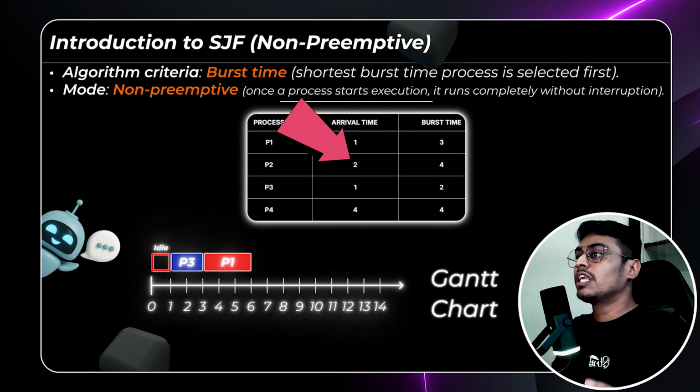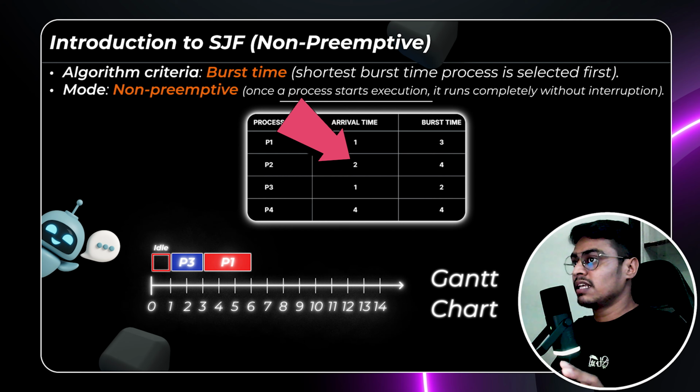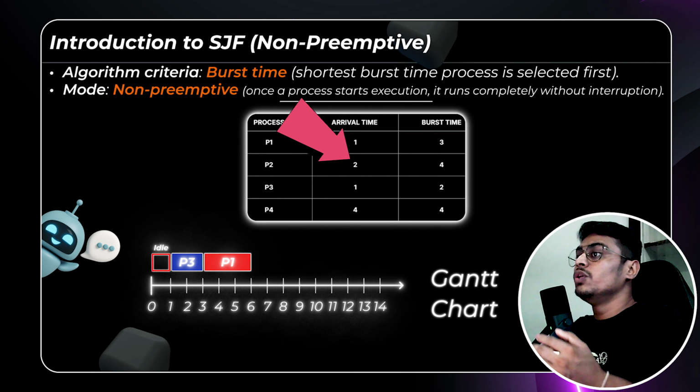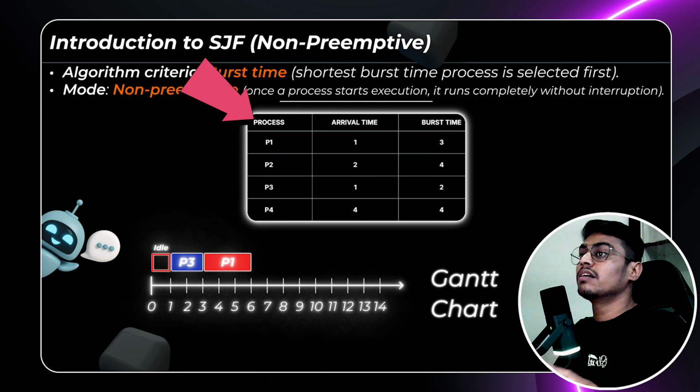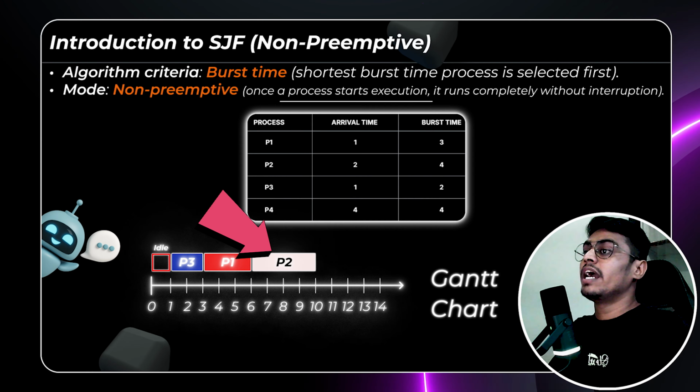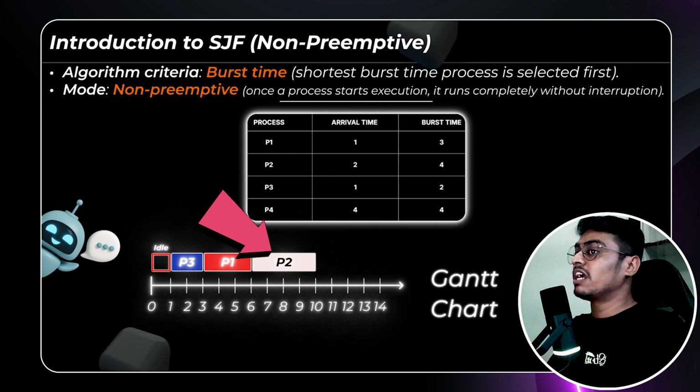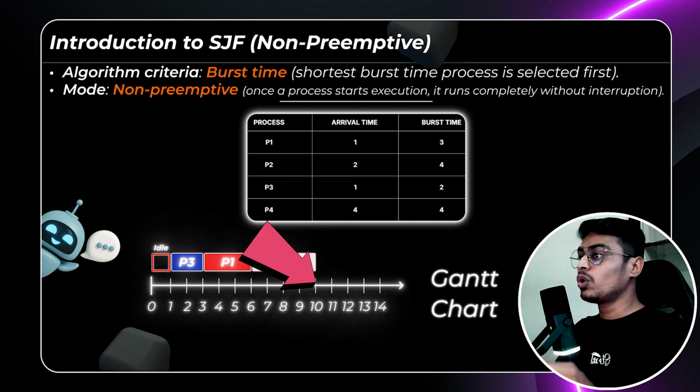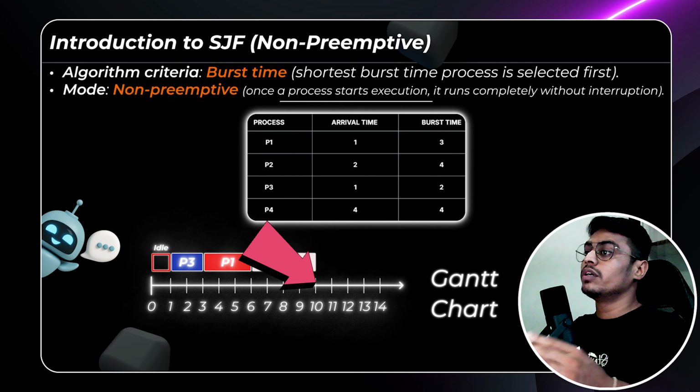In case arrival time would also be same, just as an example, if we assume that arrival time is also same, then in that case you can simply use process ID, the one with the lower process ID you can select it. So in this case we are selecting P2 first, and then we have to run P2 for 4 unit of time. 6 plus 4 equals to 10. So we ran P2 for up to 10 time units.